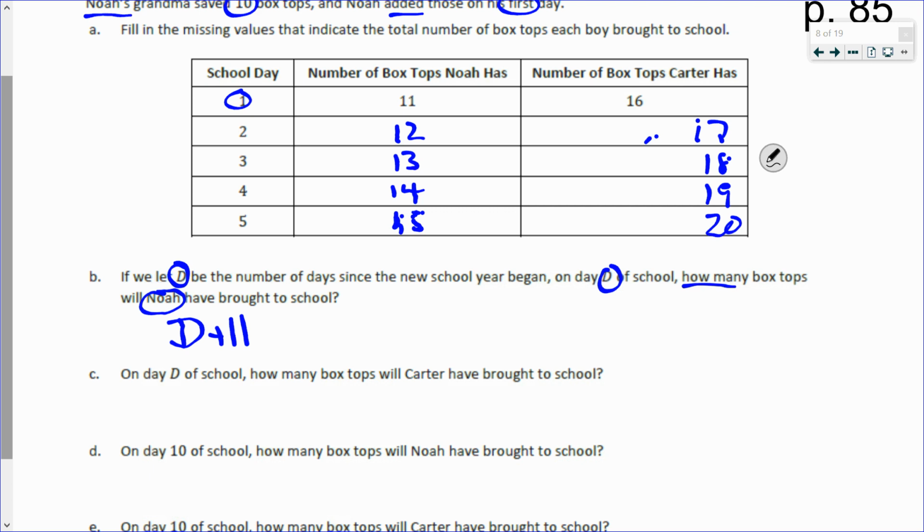Wait, I have a question. How did you get D? This letter turns into 1? Because D is just a generic for any school day throughout the school year. So if I said D is day 5, then it could just be 5. Now it's day 5. So I substitute that value in for my variable and say, okay, that should now equal that column.